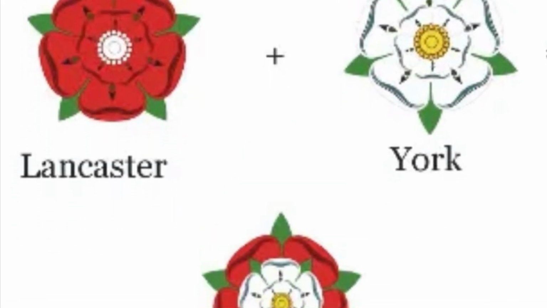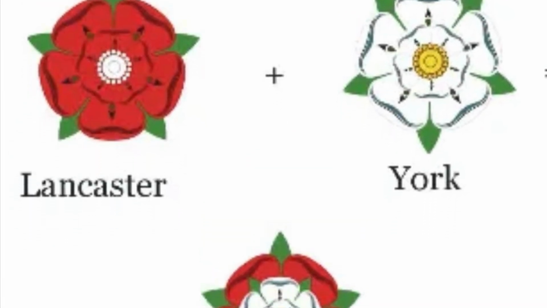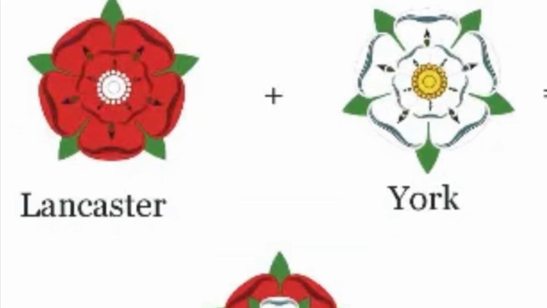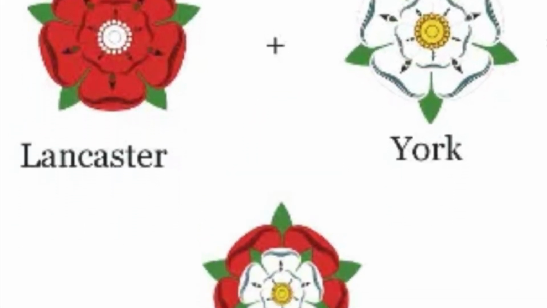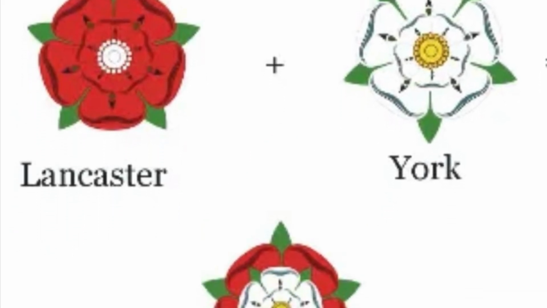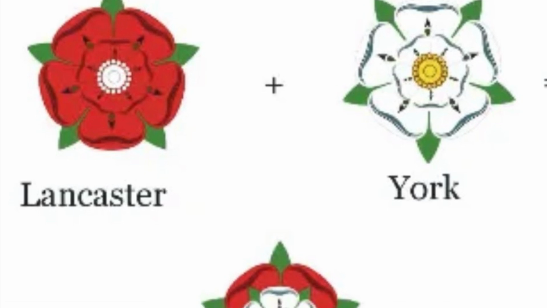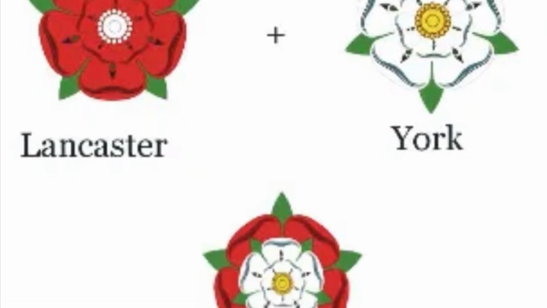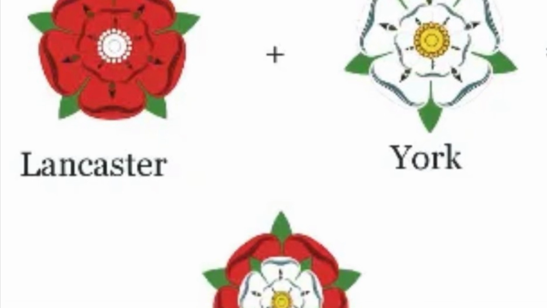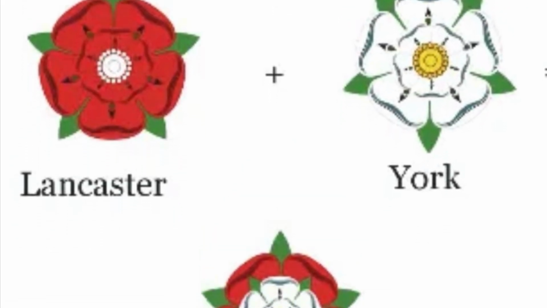But with the loss of all of these lands in France, many English noble families lost a great amount of their wealth, and this produced a great deal of discontent. This resulted in what was called the War of the Roses, a civil war between the House of Lancaster and the House of York. Lancaster represented by a red rose, York by a white rose. And these two houses went to war with one another.